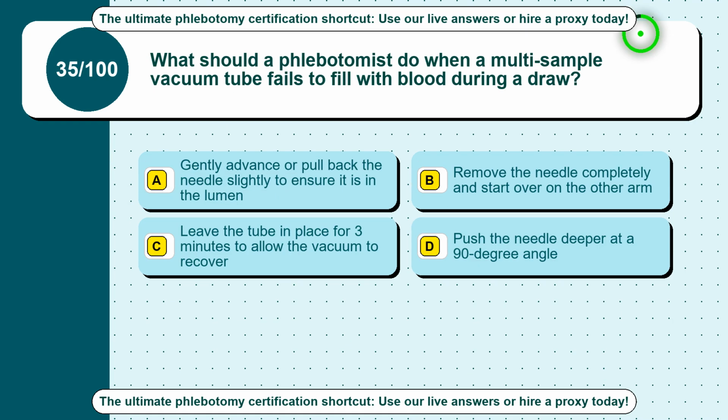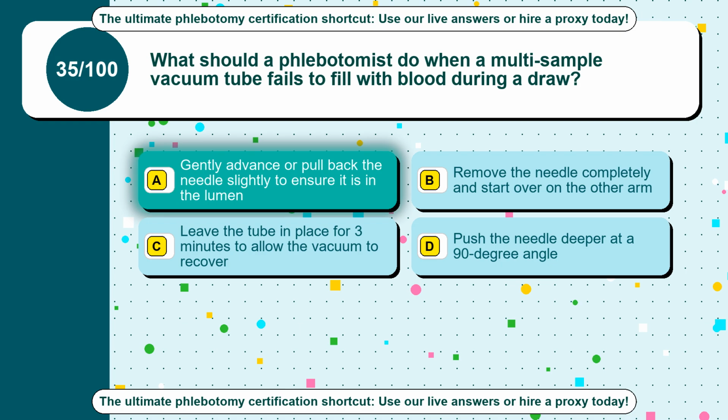Question 35. What should a phlebotomist do when a multisample vacuum tube fails to fill with blood during a draw? Option A, gently advance or pull back the needle slightly to ensure it is in the lumen. Option B, remove the needle completely and start over on the other arm. Option C, leave the tube in place for 3 minutes to allow the vacuum to recover. Option D, push the needle deeper at a 90-degree angle.